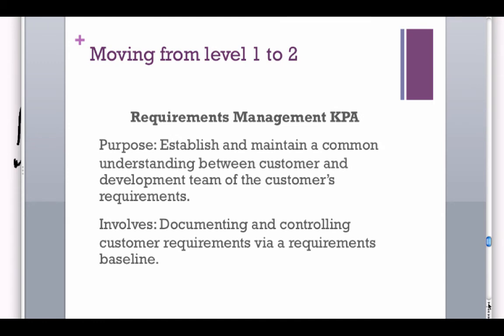Okay, requirements management. Again, I talked about this earlier. It's really important to establish and maintain a common understanding between the customer and the development team of what the customer really wants. So the biggest risk is building the wrong system, so we certainly should document and control the customer requirements via a requirements baseline or either a document or a tool can help us do that. So all requirements must be documented. If a requirement changes, that change must be documented, and all the other documents must be updated to reflect that change.